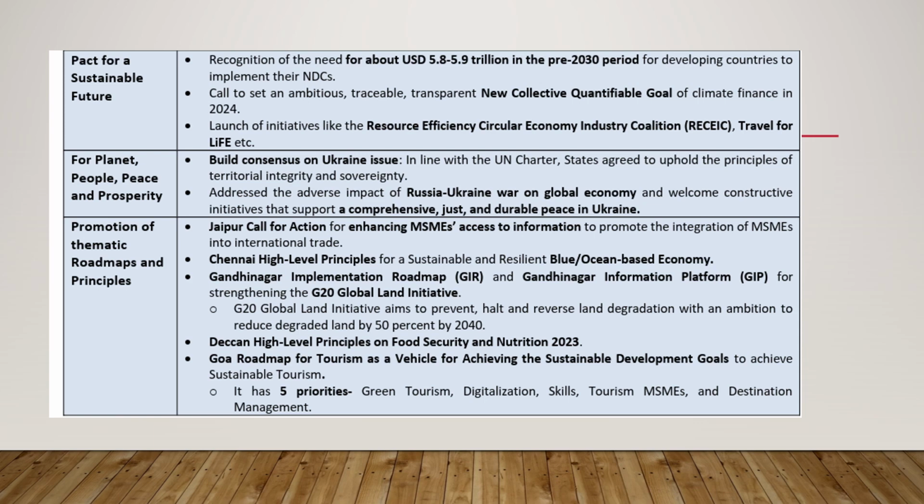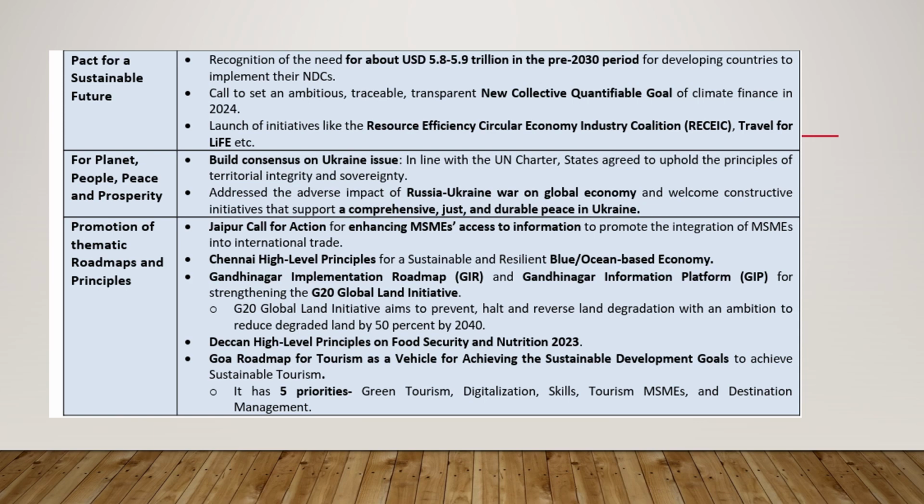Here we should know the recognition of the need for about USD 5.8 to 5.9 trillion in the pre-2030 period for developing countries to implement their NDCs. Also called to set an ambitious, transparent, collective, quantifiable goal of climate finance in 2024. Launch of initiatives like the Resource Efficiency Circular Economy Industry Coalition, Travel for LiFE, etc. For planet, people, peace, and prosperity, there are a few things we should know.